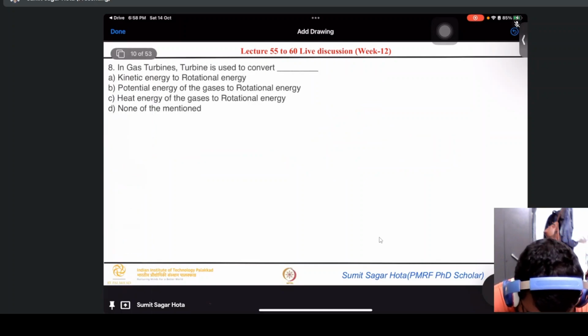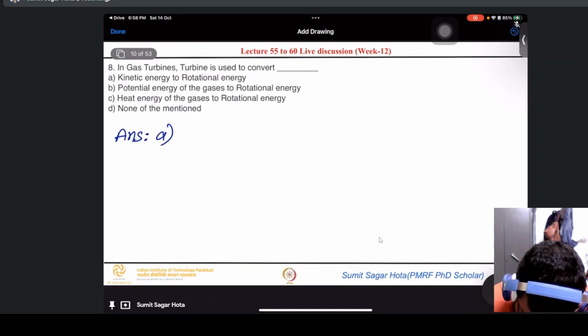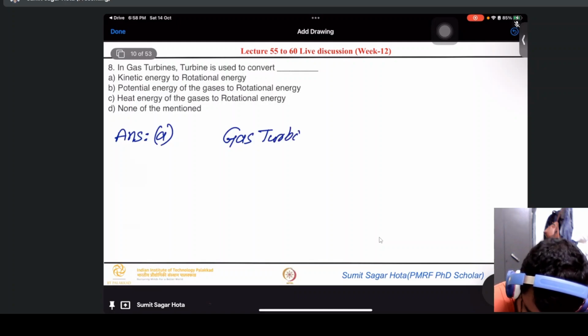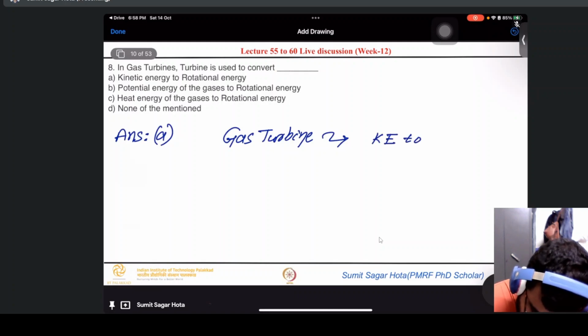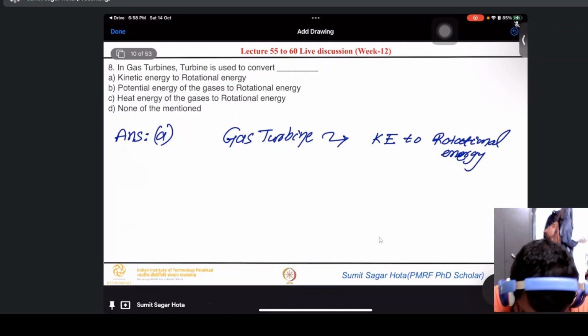In a gas turbine, the turbine is used to convert what? The turbine converts kinetic energy to rotational energy. This is the work of the turbine.